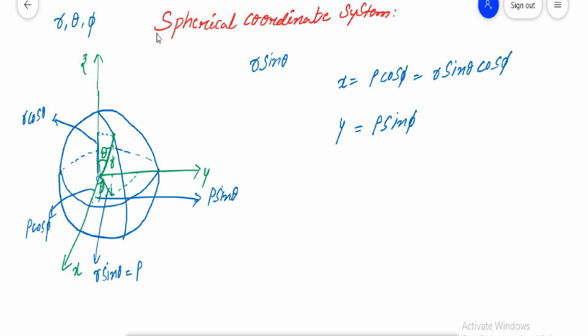This is phi. Rho into sine phi, which is rho is equal to r into sine theta. So r into sine theta into cos phi. Then what about this r? Let us define r. R is equal to under root of rho square plus z square, because this is your z and this is your rho. So rho square plus z square.